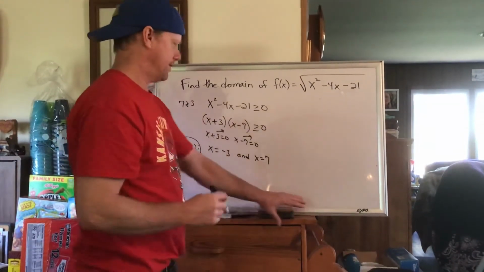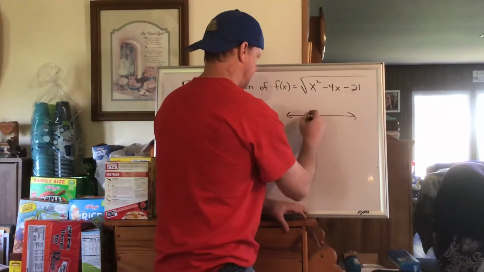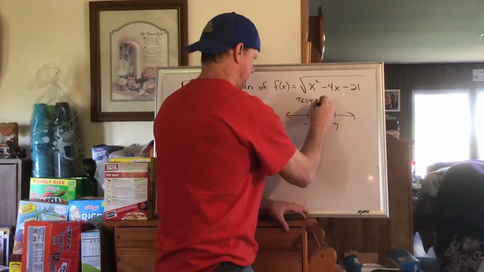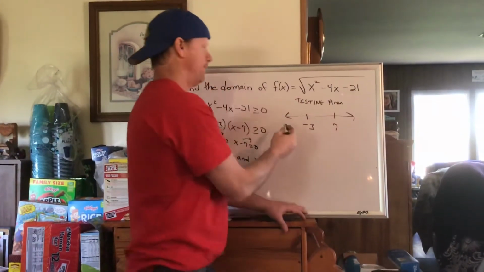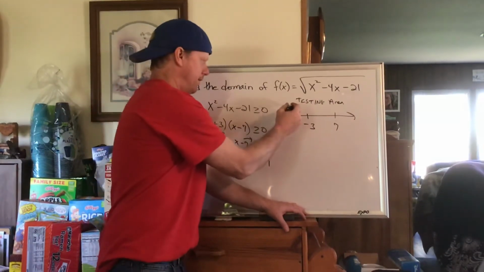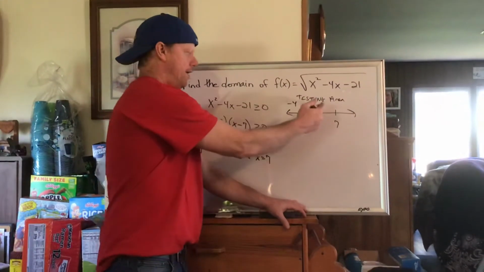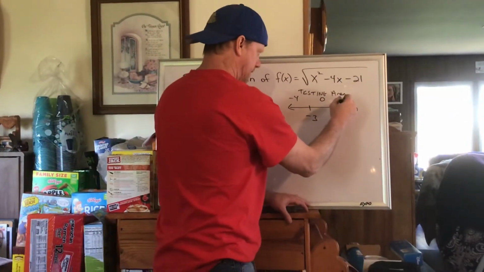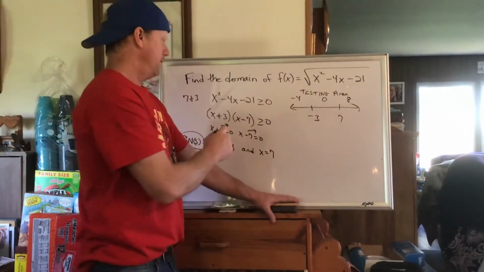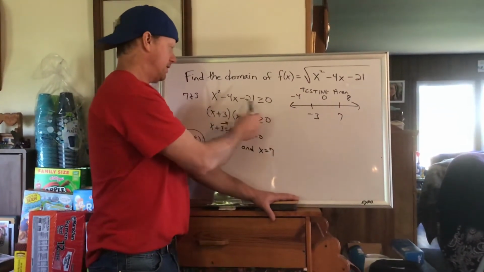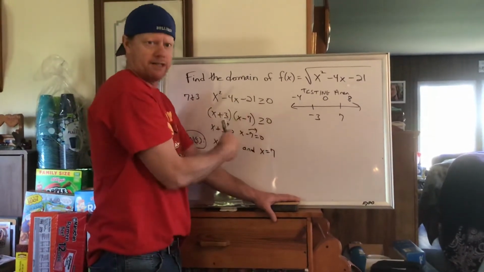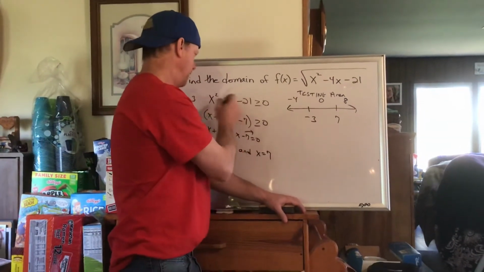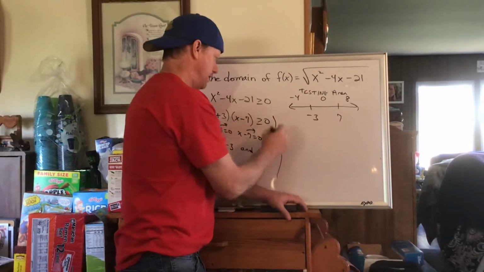Two critical numbers is going to set up 3 testing slots. So this is our testing area. A number that we're going to test that's smaller than negative 3 would be negative 4. A number that is between negative 3 and 7 I'm going to test is 0. And a number bigger than 7 that I'm going to test would be 8. So we can either do this test right here or on the factored part. It doesn't matter because it's the same thing, just has a different look. So I'm going to put negative 4 in right there.